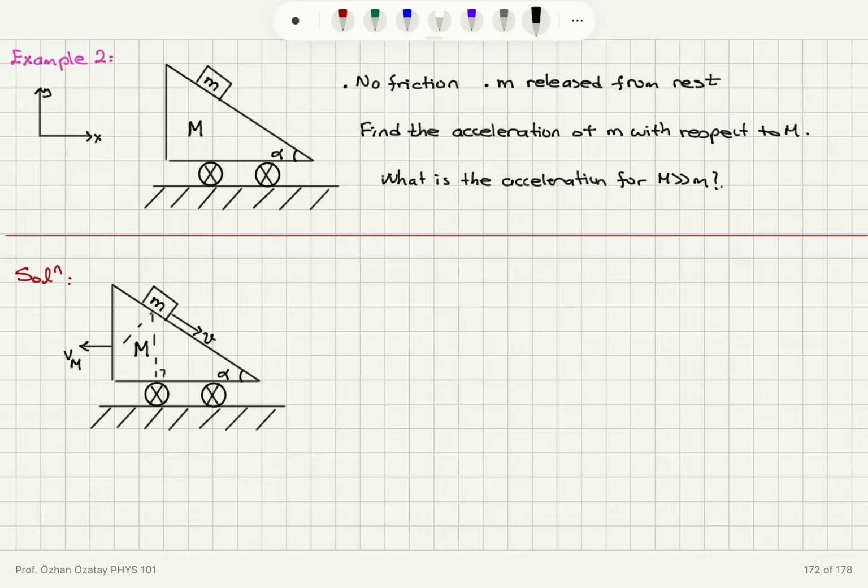Okay, so let's start analyzing the situation. For this total system of capital M and lowercase m, the net external force on the x-axis, as you can see, this is the x-axis, is 0. So I have a linear momentum conservation on the x-axis. Delta px should be 0. So px final minus px initial should be 0. And this is according to an inertial observer.